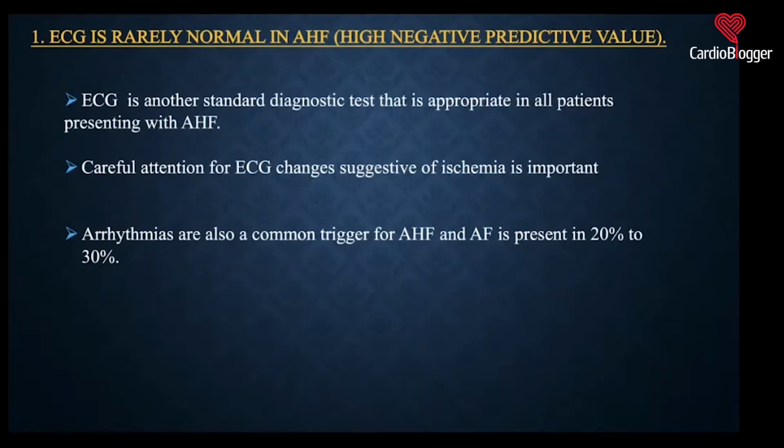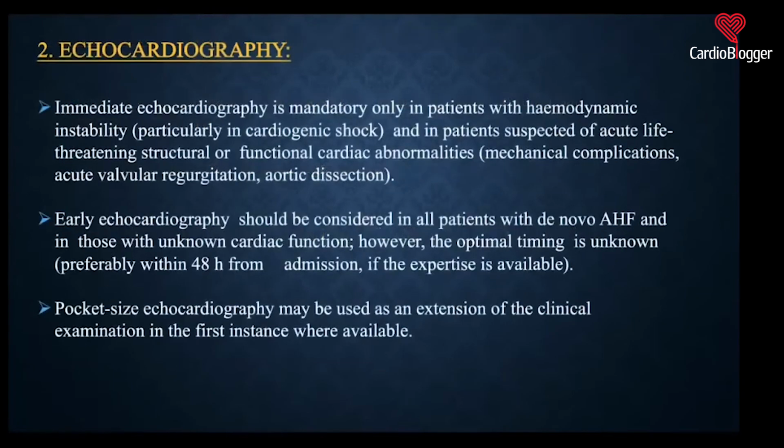Also, ECG is important to rule out any underlying coronary artery disease or acute MI or any ischemia. So ECG has to be done in all the patients with acute heart failure. The next important thing is echocardiography. Though echocardiography need not be done as an emergency, however, if you have a suspicion that the patient had chest pain and you are suspecting an underlying MI, for those cases, echocardiography should be done immediately.